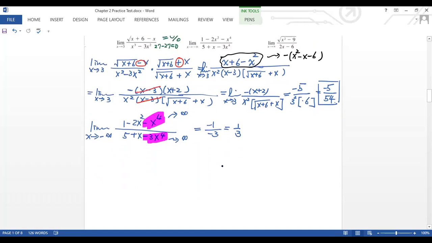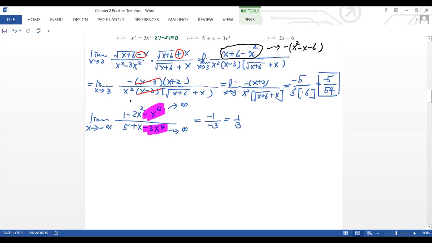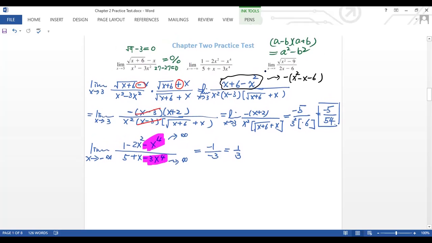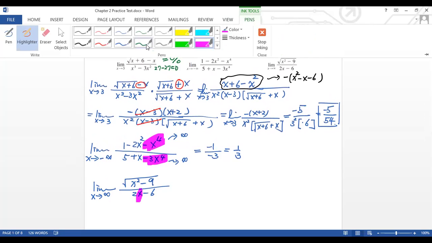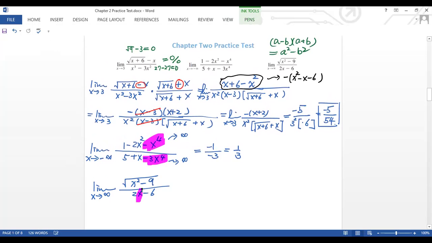Okay, and now let's take a look at the next one here. This is the limit as x approaches infinity of 2x minus 6 over the square root of x squared minus 9. Okay, so we go to positive infinity. So you take a look at these terms here. This is x to the what? Really, this is x to the first power, correct? And in here, inside the square root is x squared.